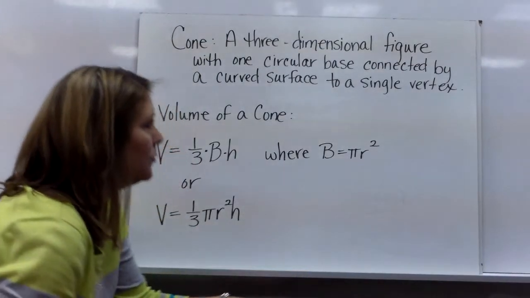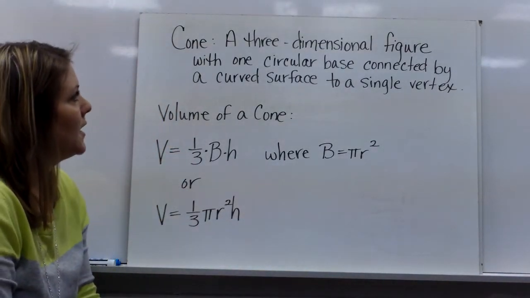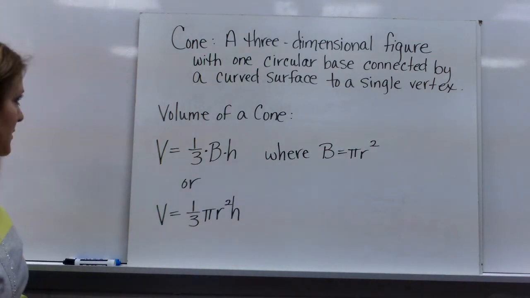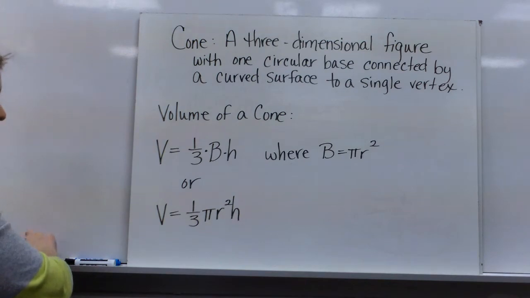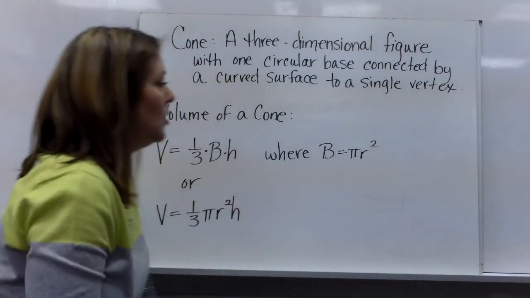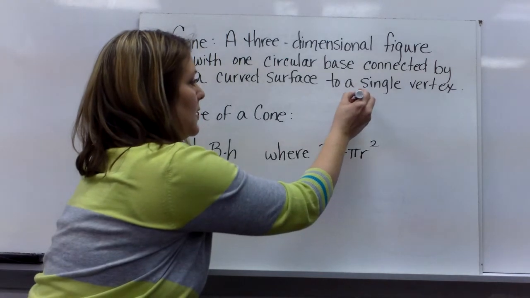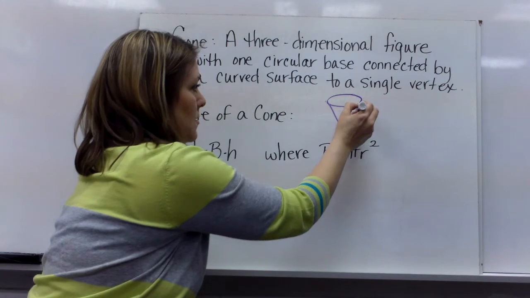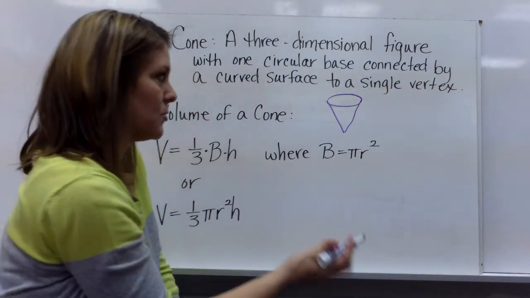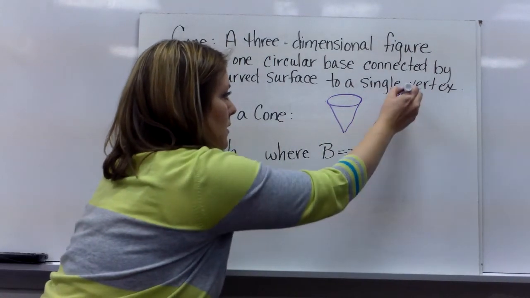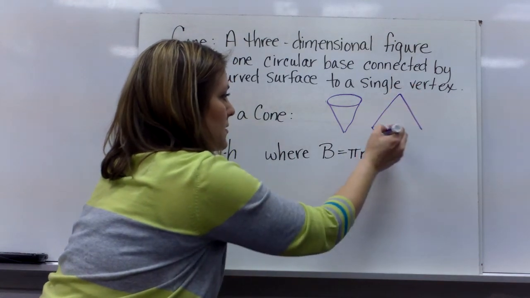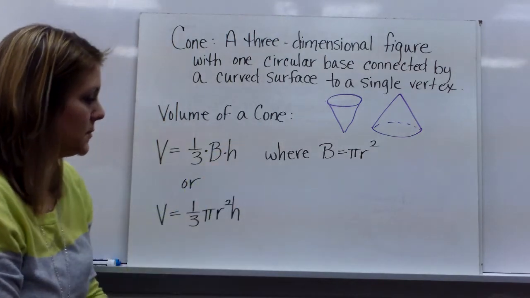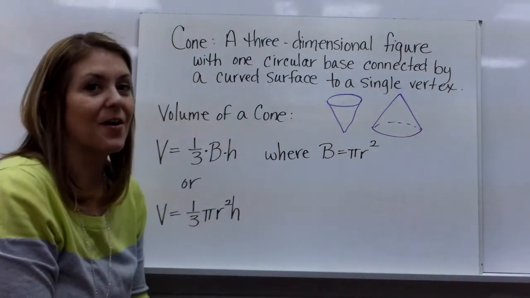Okay, we're going to look at a cone. A cone is a three-dimensional figure with one circular base connected by a curved surface to a single vertex. So a cone can look like this. You have your one circle. So you think of your ice cream cone. Or you can see some that are sitting on the base and kind of look like that. But those are some very poor drawings of a cone.